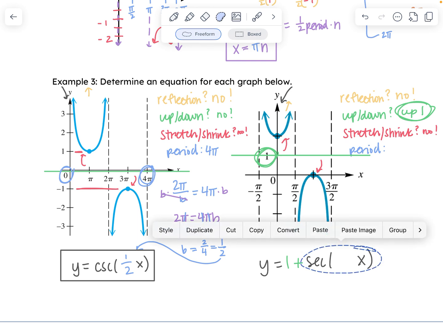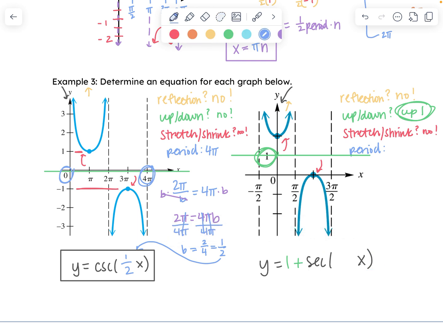So last thing I need to check is the period. And this is where this one's a little bit different. We're not starting our period at 0. You can see they're starting over here at negative pi over 2 and going to 3 pi over 2 to get the full 2 U shapes, one up here and one down here. So to find that, I know I'm going pi over 2 this way, and I'm going 3 pi over 2 this way, so I'm just going to add them together. That gets me 4 pi over 2, which is 2 pi. So my period is 2 pi.